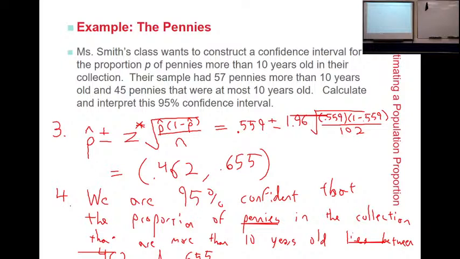You won't get credit if you just write a generic statistic plus or minus critical value times. No, they want to see the specific formula that you're using. Other questions?